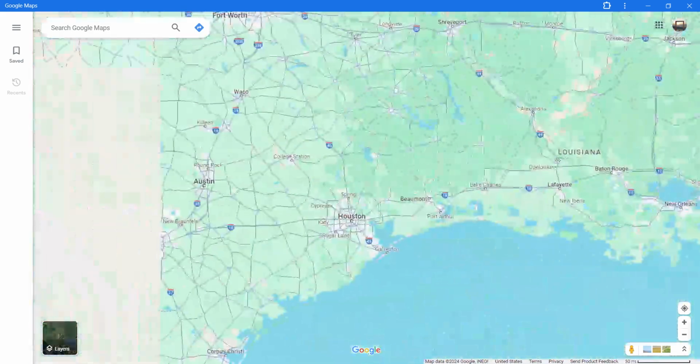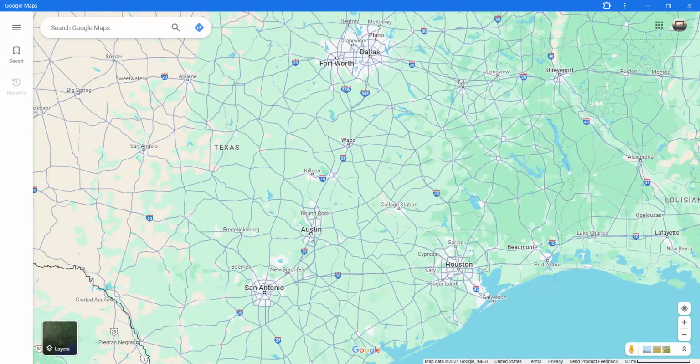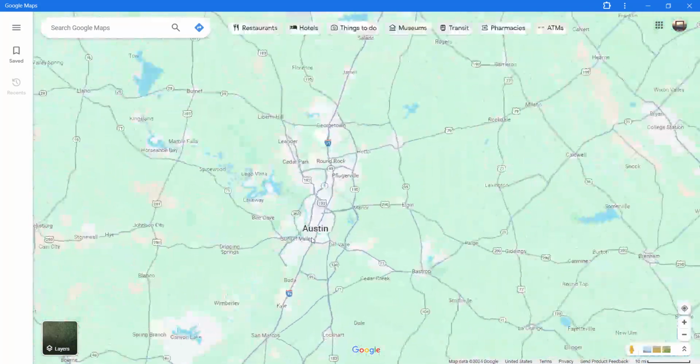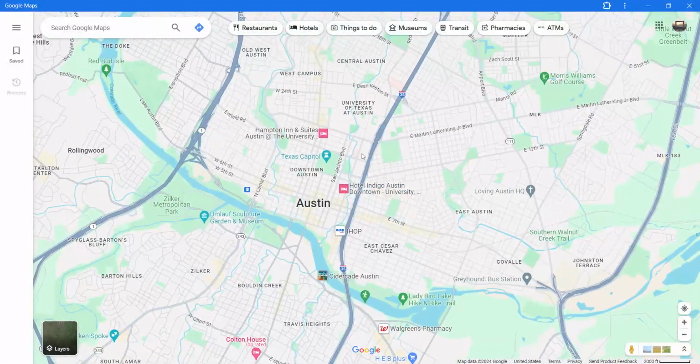Now moving over to the great state of Texas, and its capital, Austin. Austin is the capital of Texas.